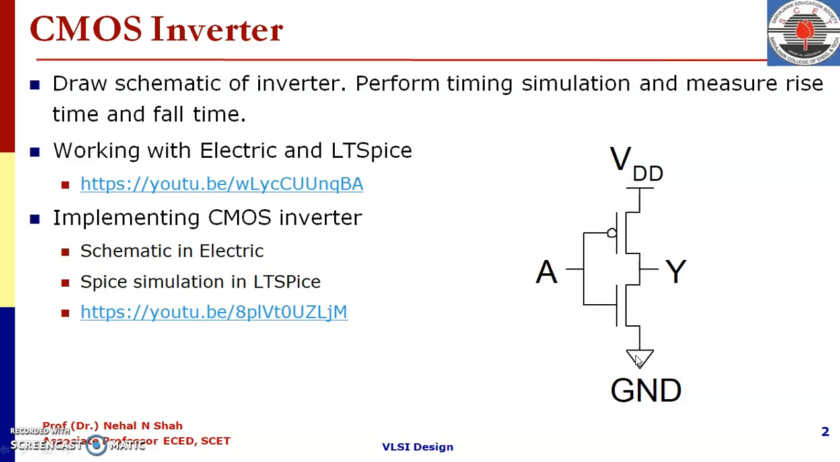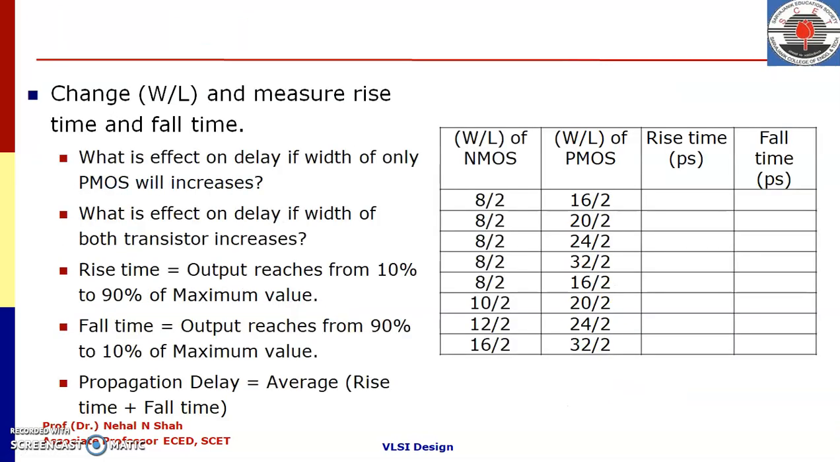In this video, we are going to measure rise time, fall time and propagation delay for the CMOS inverter. For that, we are going to change the W by L ratio of the NMOS as well as the PMOS transistor. We will also observe the effect on delay if the width of only the PMOS is increased, as well as the effect on delay if the width of both transistors is increased.